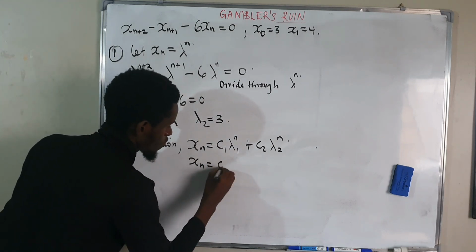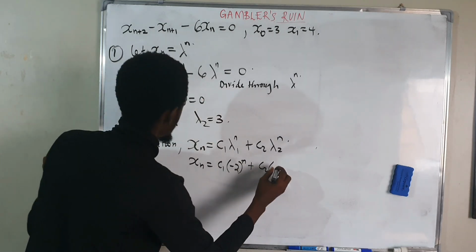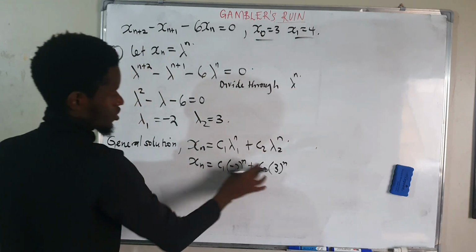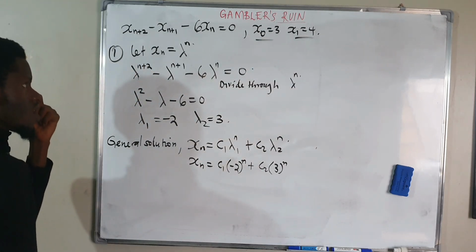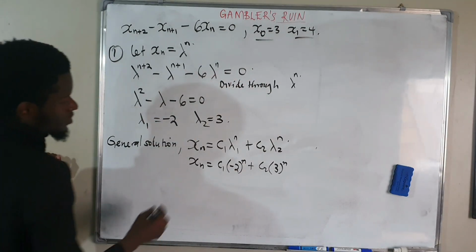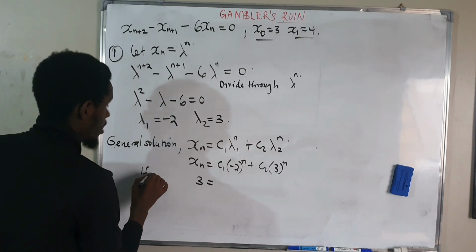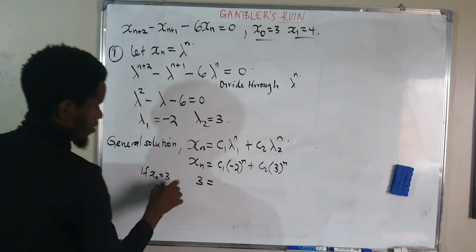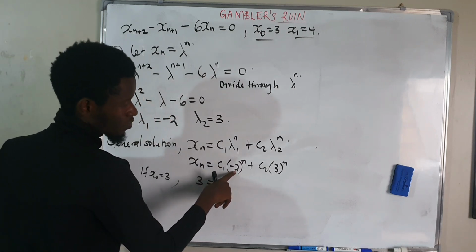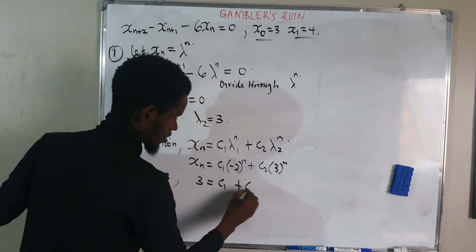It's going to be c1 into negative 2 power n plus c2 into 3 power n. But remember, we're given initial conditions. These conditions help us find c1 and c2. If n is 0, my x0 is 3, so 3 equals c1 into negative 2 power 0, which is 1, plus c2 into 3 power 0, which is 1.